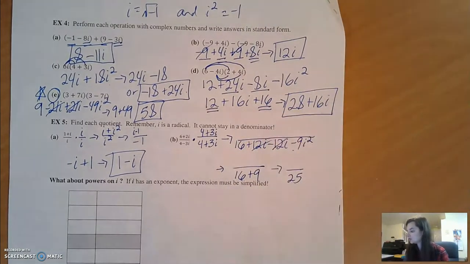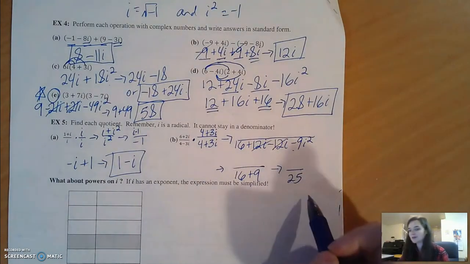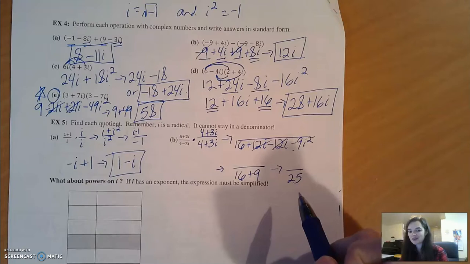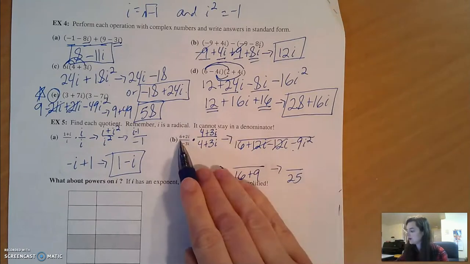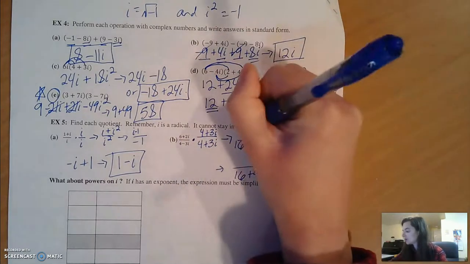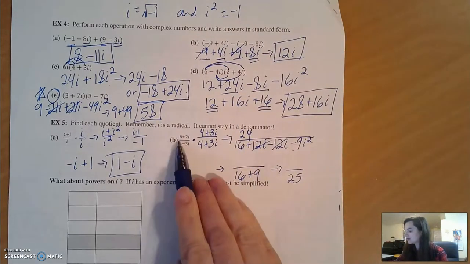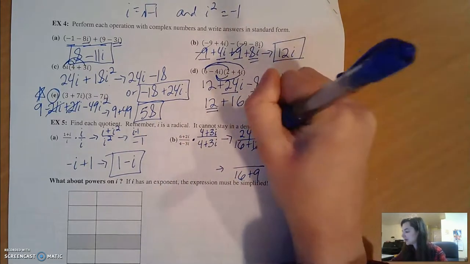All right, let's look at our numerator now. We're going to distribute up there as well, but it may not end up quite as pretty as the denominator. So let's see how that works out. We'll have 6 times 4, which is 24. We're going to have 6 times 3i, which will be 18i.